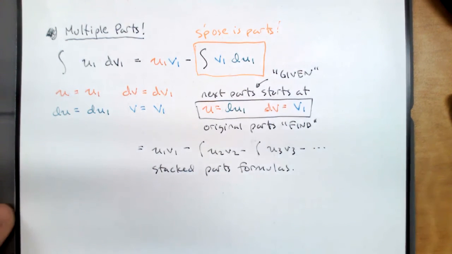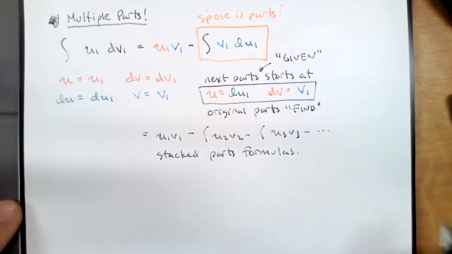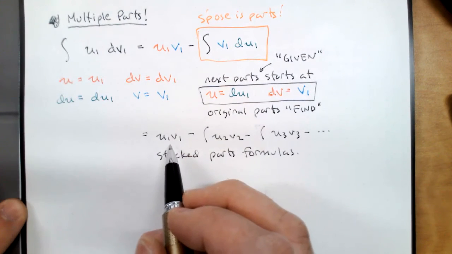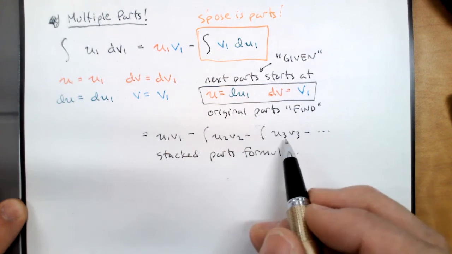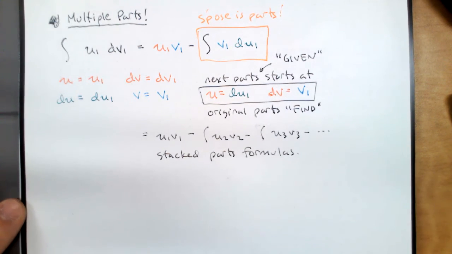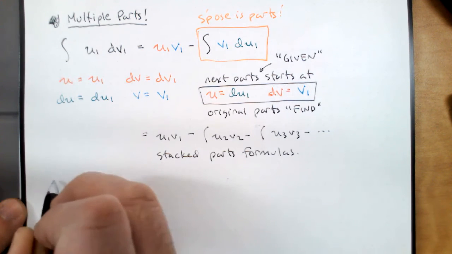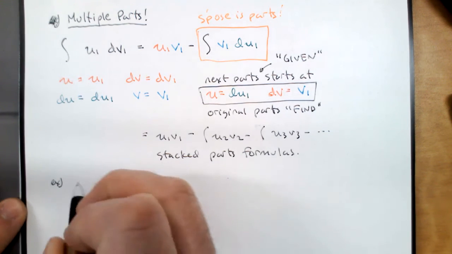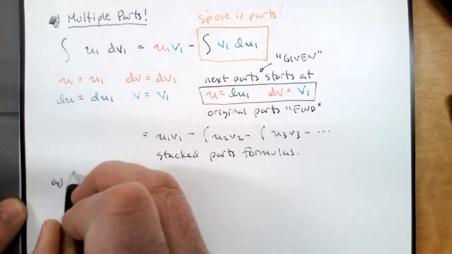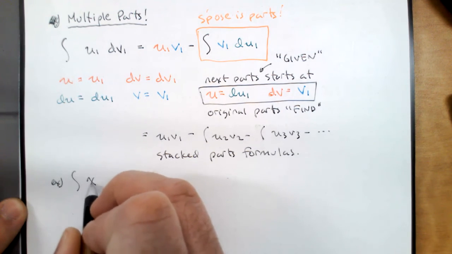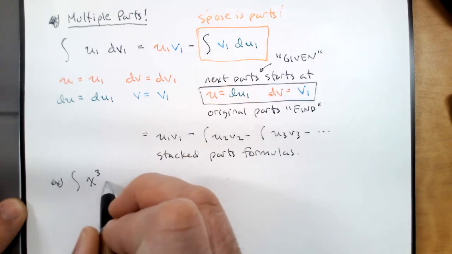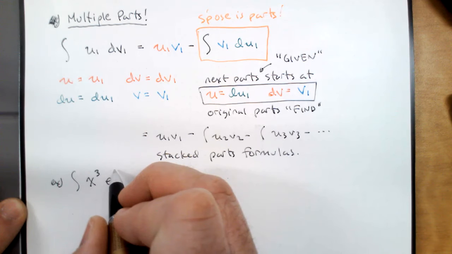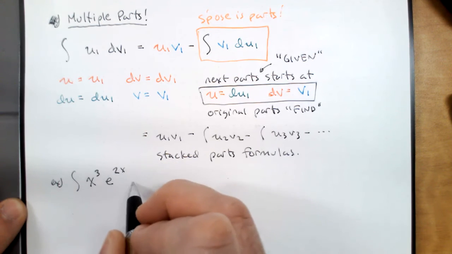Let's look at an example. What we want to be looking for is uv minus a uv minus a uv minus a uv. That's what we want to envision here. Now we're going to do this with actual functions. Let's suppose we have the integral of x to the third e to the 2x dx.